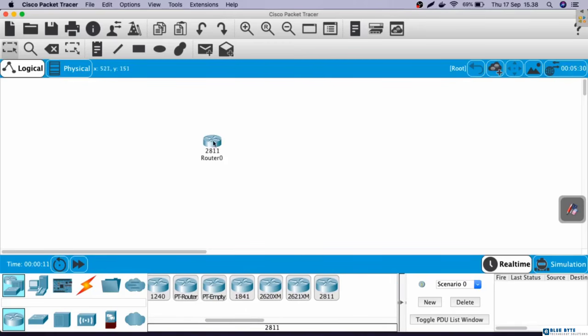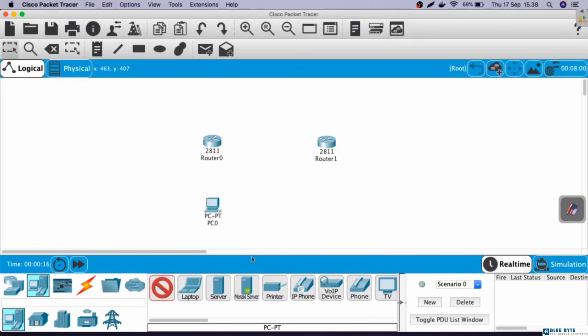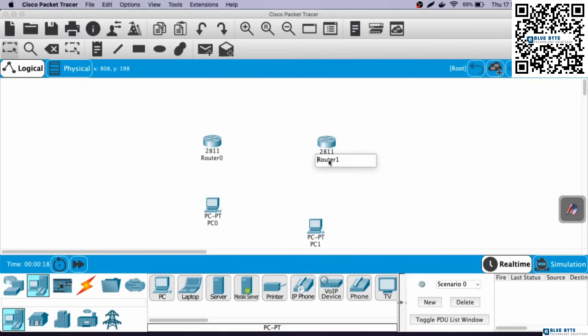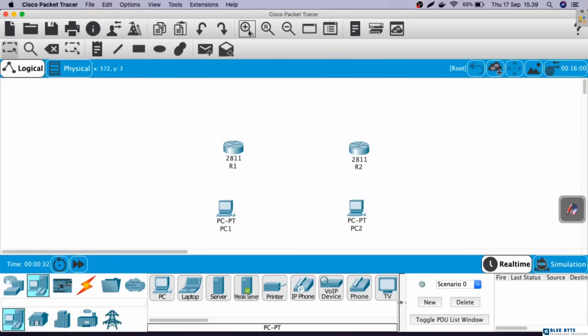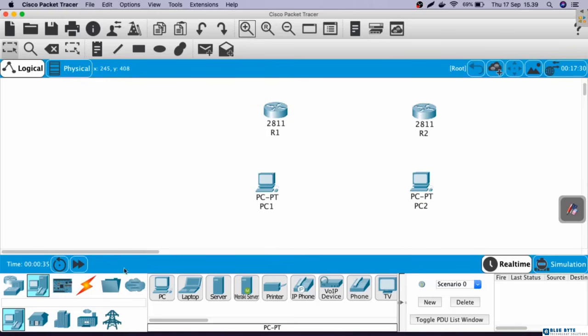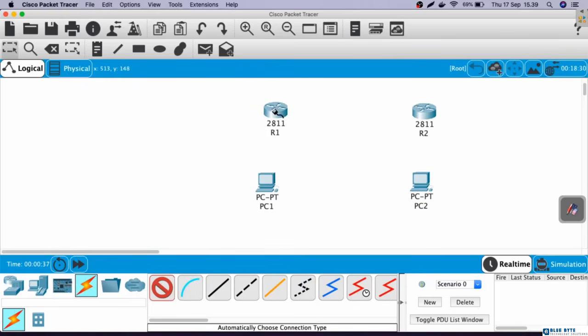So here, let's import two routers. And let's also import two PCs. Let's change the names. This is router 2 and this is router 1. This is PC 2 and this is PC 1. Let's connect router 1 to router 2, router 1 to PC 1, and router 2 to PC 2.